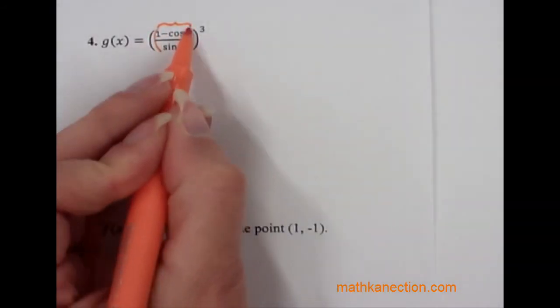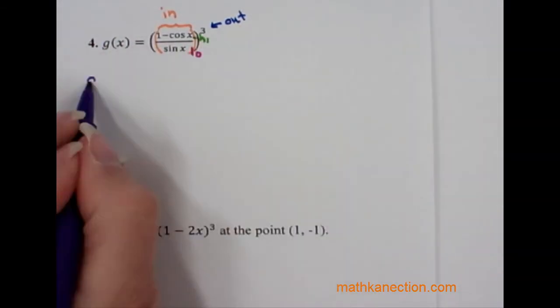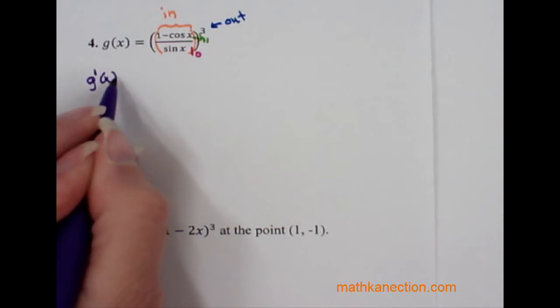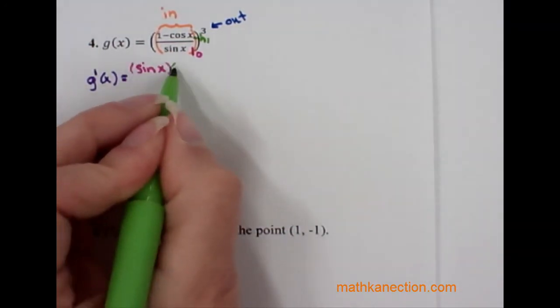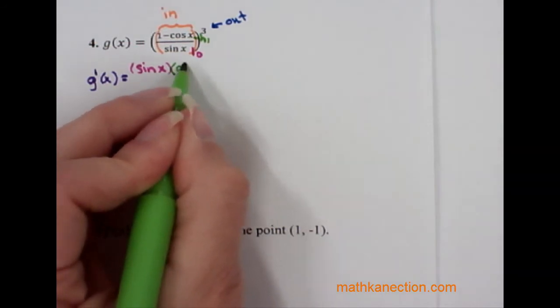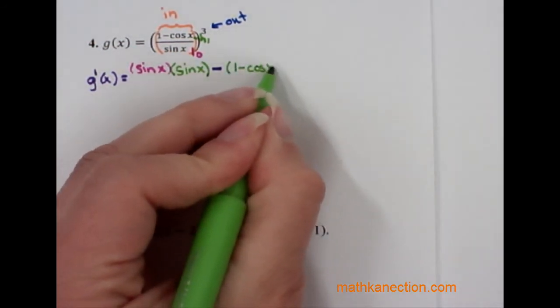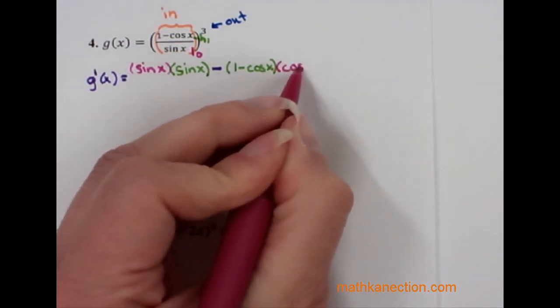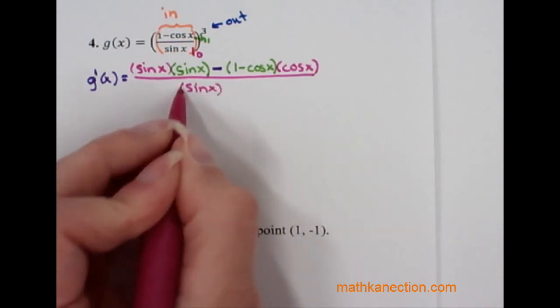The inside function is this quotient. The outside is the 3. The quotient has a low and a high, so we're going to take the derivative of the inside, so we'll take low, which is sine of x, d high, which is sine of x, minus the high function, which is 1 minus cosine of x, times the derivative of the low function, which is cosine of x, all over the low function sine of x squared.